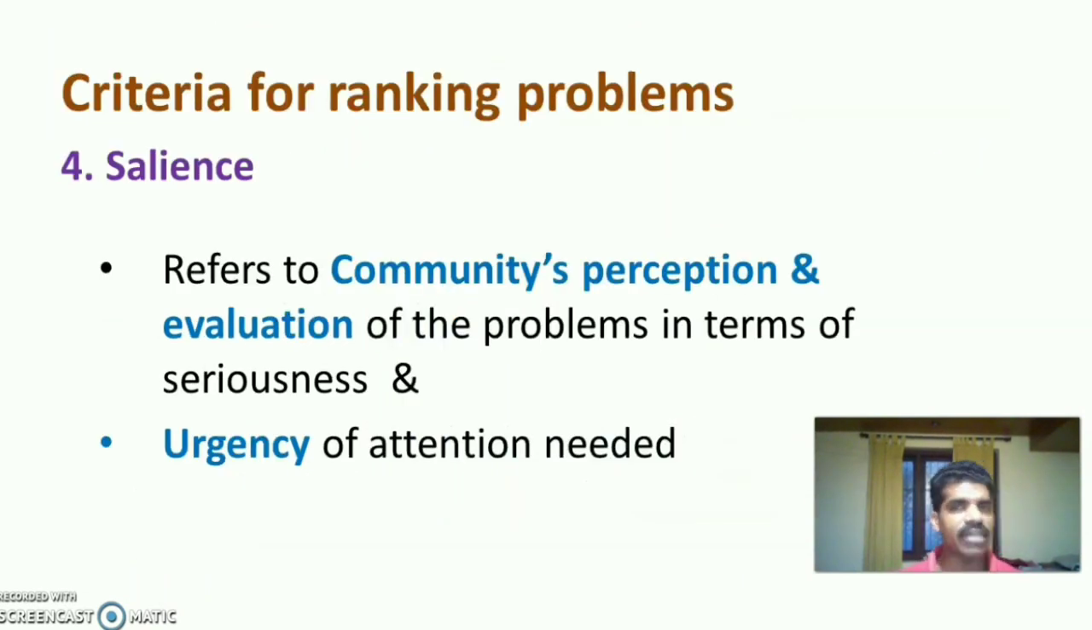The fourth criteria for ranking problems is salience. Salience feature refers to the community's perception and community's evaluation of the problems in terms of seriousness and urgency of attention needed. So it is the community's perception or evaluation about the selected problem and its urgency of attention needed.